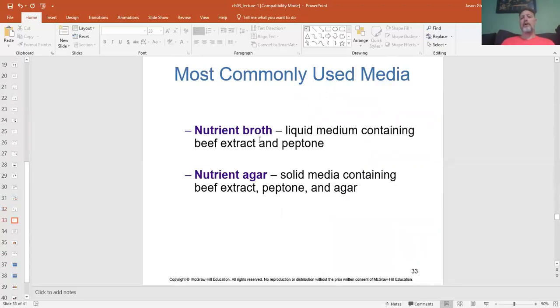Some common ones are nutrient broth. This contains a beef extract and peptone. There's no agar in it, so this is going to be a liquid. Then you add the agar to it, and it's the same thing, and it becomes a nutrient agar. Again, this is a general media. We use a lot of tryptic soy in our labs also.